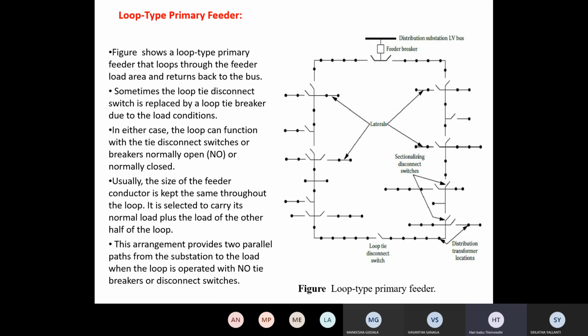Suppose we provide some tie switches also like this to disconnect the faulty section, right? Why do we have to provide tie switches like this, like this, like this? So that we can isolate the faulty section, right? So suppose a fault occurs in this section. By using this tie switch we may disconnect the supply and isolate the fault here, right?